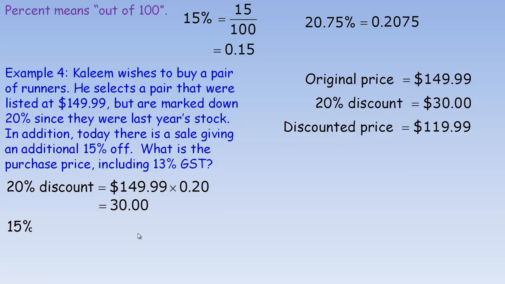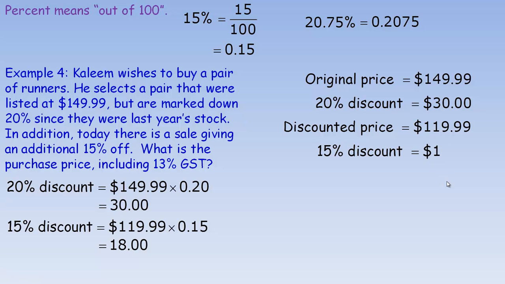So now the 15% discount, so 0.15, the decimal equivalent of 15%, is multiplied by the $119.99. So notice that it's not multiplied by the original amount, it's multiplied by this new price. And so that gives us another discount of another $18 off. So here's the 15% discount. So we're going to take $18 off the $119.99. So we're going to subtract those. And so we could call this the fully discounted or before tax price.